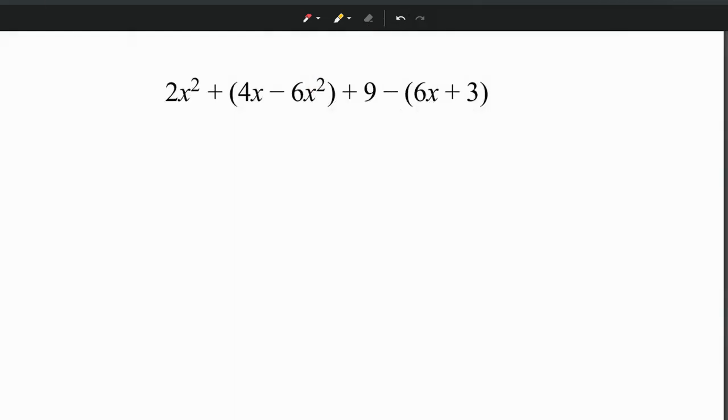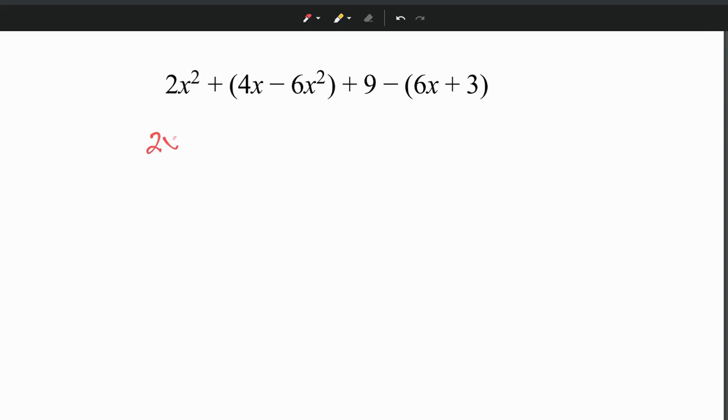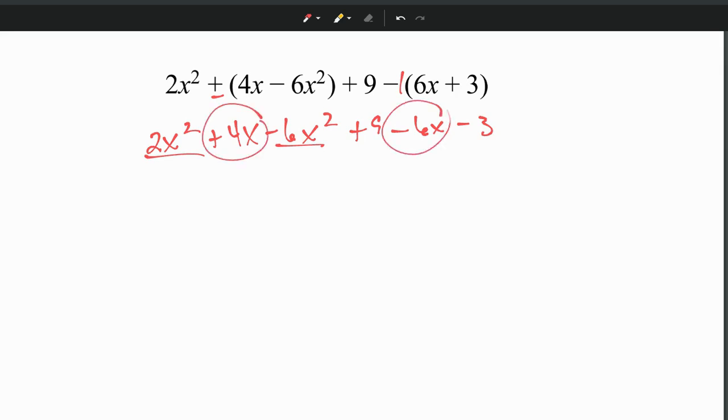For this last one, we'll still have to take it out of the parentheses, but it won't be as quiet there. That's like having a positive 1. So plus 4x minus 6x squared, then plus 9. And then we have this negative, so that's like a -1. So negative 6x and negative 3. So combining here, we have a 2x squared and a negative 6x squared. We have a 4x and a negative 6x. And then we have a 9 and a negative 3.